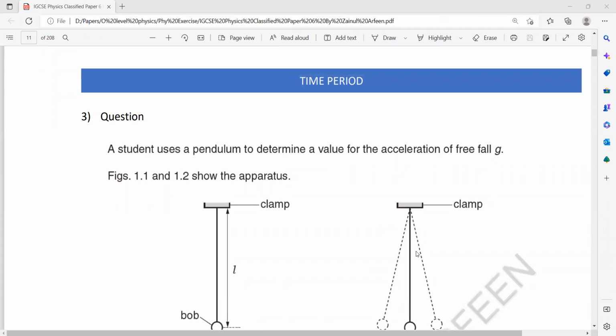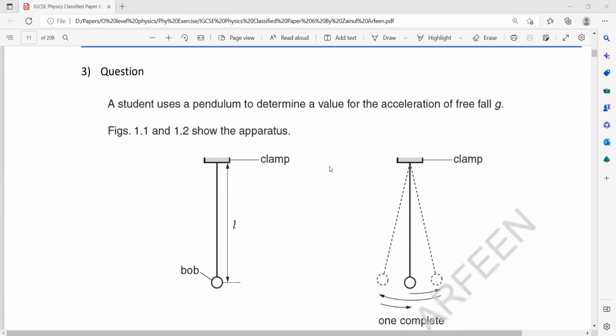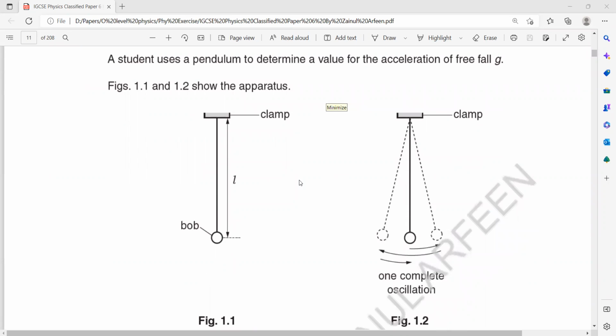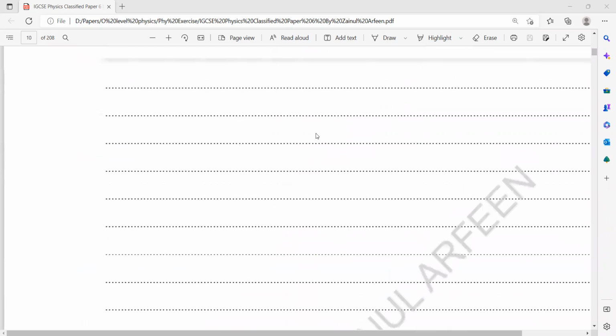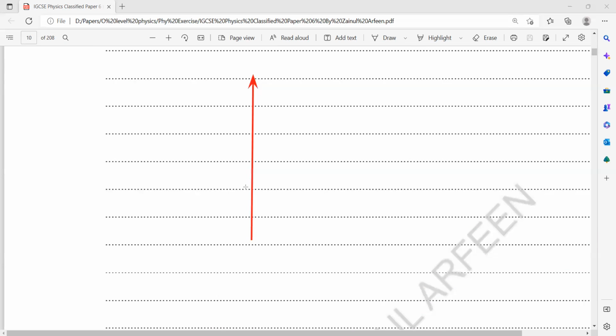Moving on to the next question, question 3. The student uses a pendulum to determine the value. On the graph, normally the independent variable, like we are changing the diameter, so you can plot the diameter here and the time here. That's it. But you don't have to mention what the shape of the graph will look like.